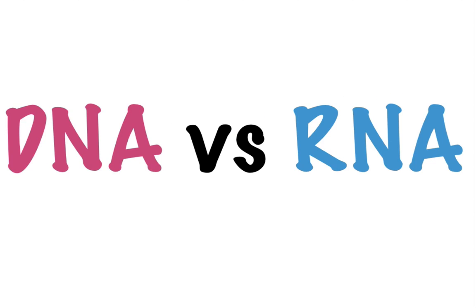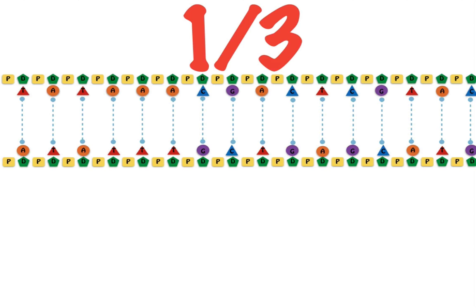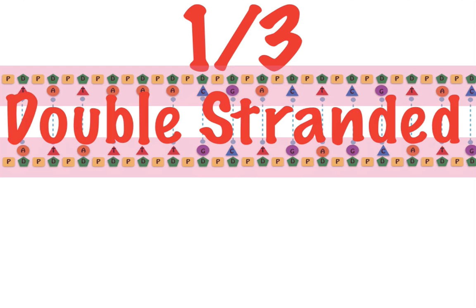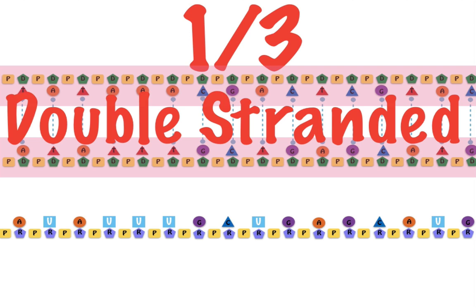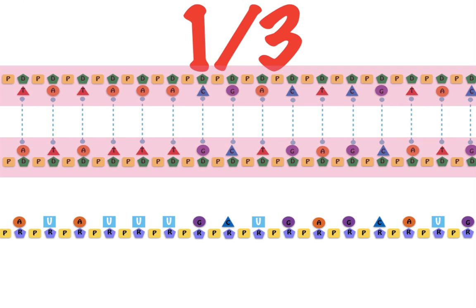Okay, so let's look at DNA versus RNA now. There are three main differences that I want you to know when discussing these two molecules. The first of the three: DNA is a double-stranded molecule, but when you look at RNA and compare that, it's only a single-stranded molecule. So that's the first of the three differences that I want you to notice: RNA is a single-stranded molecule, whereas DNA is double-stranded.